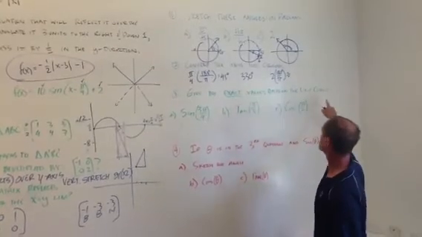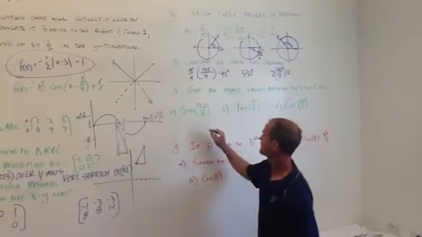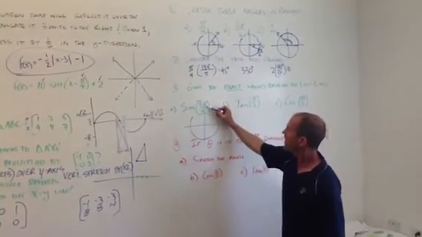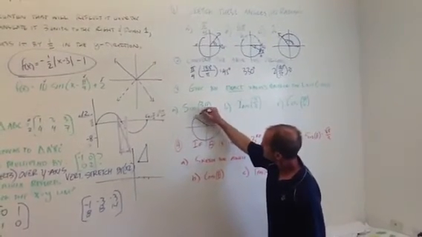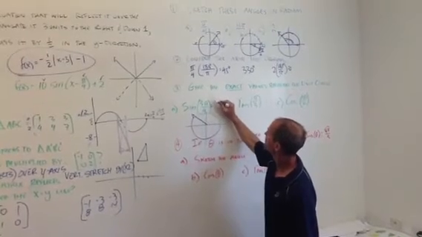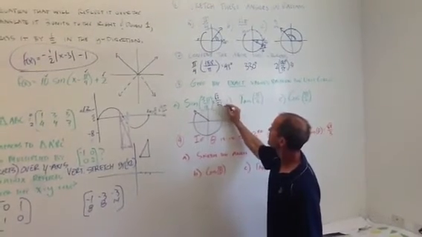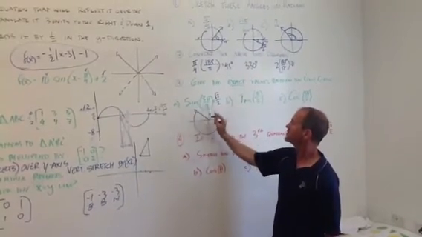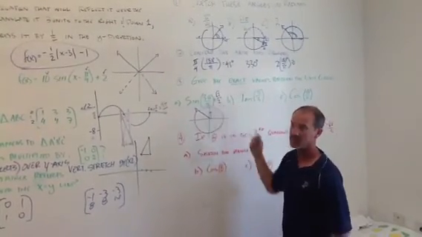Give the exact values based on your knowledge of the unit circle. Very quickly, you guys took a little quiz on this. Sine of 3 pi over 4, that's right here. The sine is just radical 2 over 2. The sine is the y, so it's positive. If this had been cosine, it would have been the same thing, but with a negative.